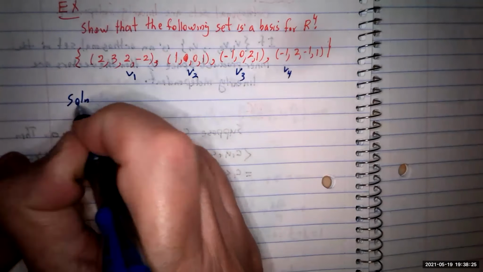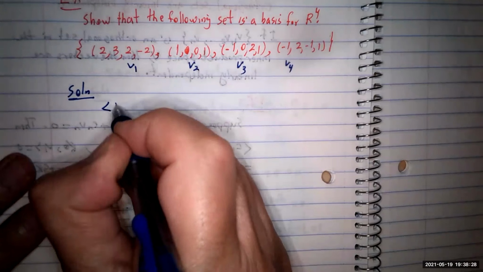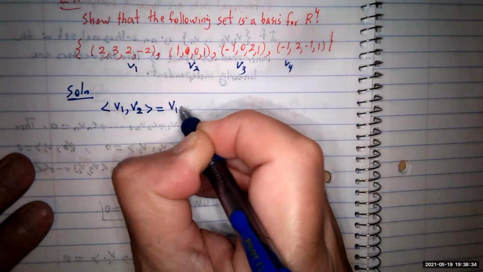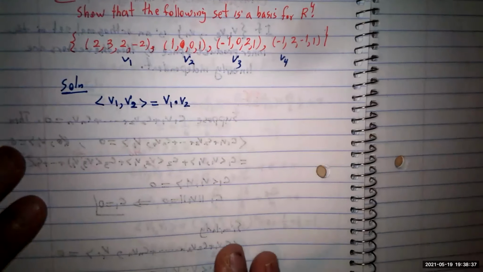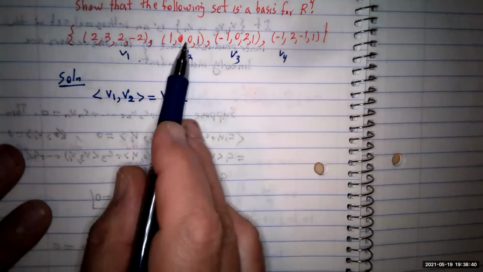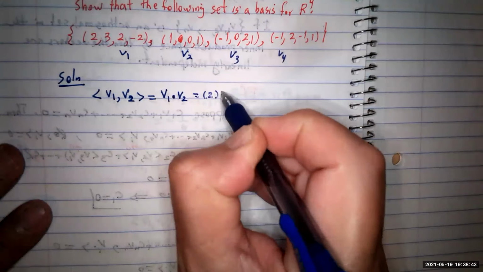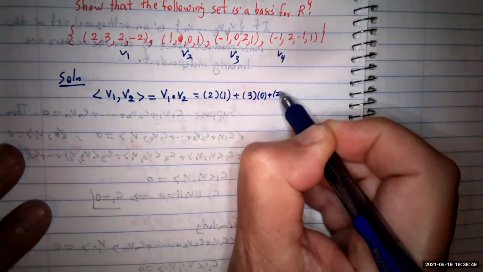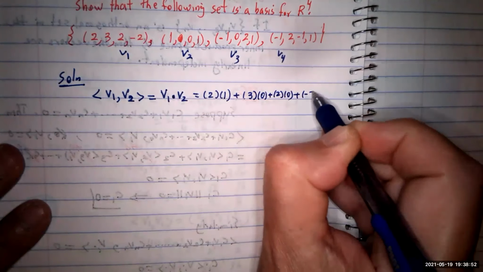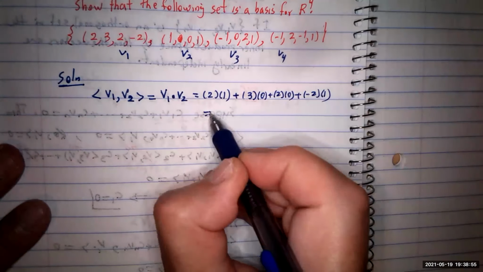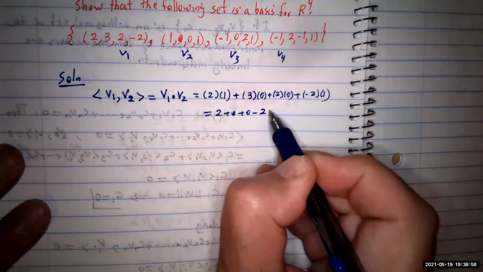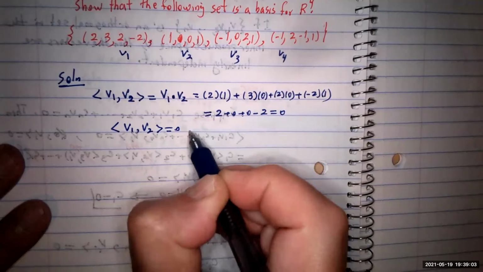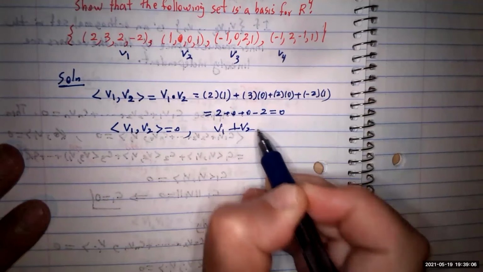I check a couple of them for you. You have to check the inner product of v1 and v2, which is the usual product, the dot product. If you multiply these together, what's the result? It's 2 times 1, 3 times 0, 2 times 0, and negative 2 times 1. So this is 2 plus 0 plus 0 minus 2, which is 0. So the inner product of v1 and v2 is 0. This means v1 is orthogonal to v2.